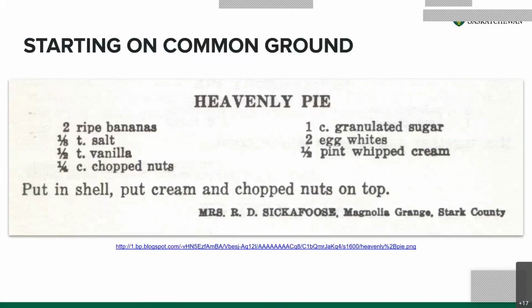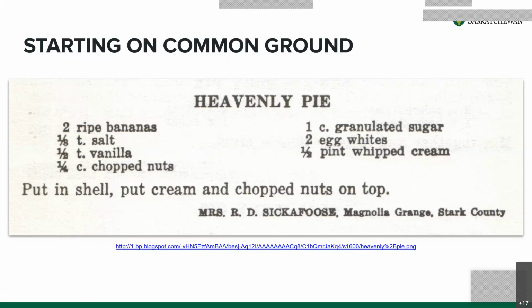I always like to start these presentations on a level of common ground with something relatively simple. So here we have in front of you an example of a recipe for heavenly pie by someone named Mrs. R.D. Sycophus. What you'll see in this recipe is a list of ingredients and a set of instructions. But you'll notice that the instructions provided, which are put in shell, put cream, and chop nuts on top, when I see egg whites and sugar and chopped nuts, it's not necessarily clear to me how I'm actually supposed to make this pie.